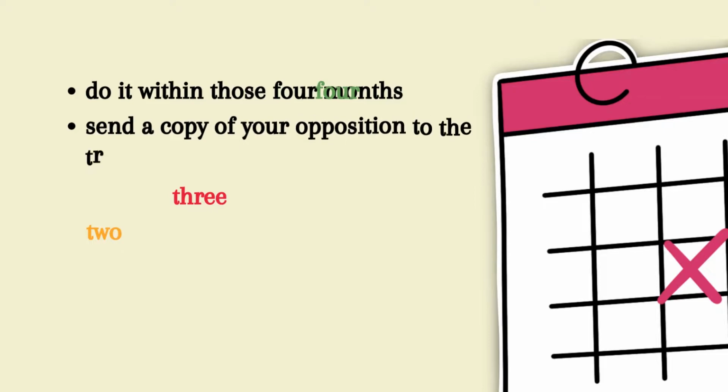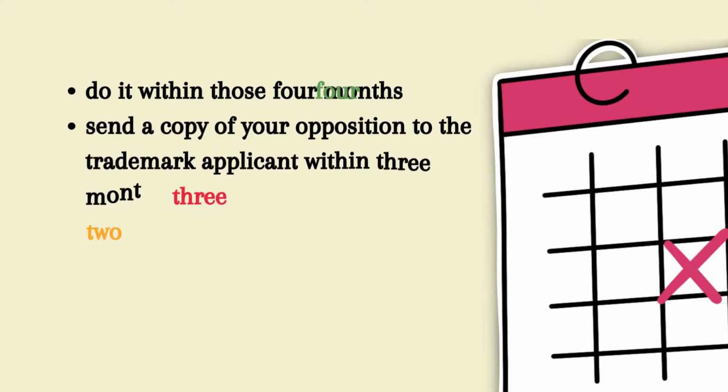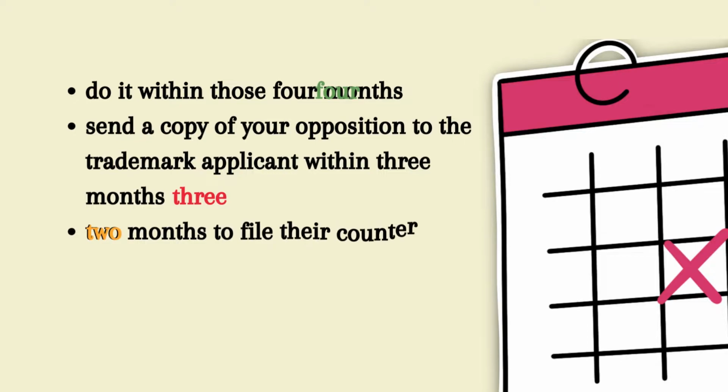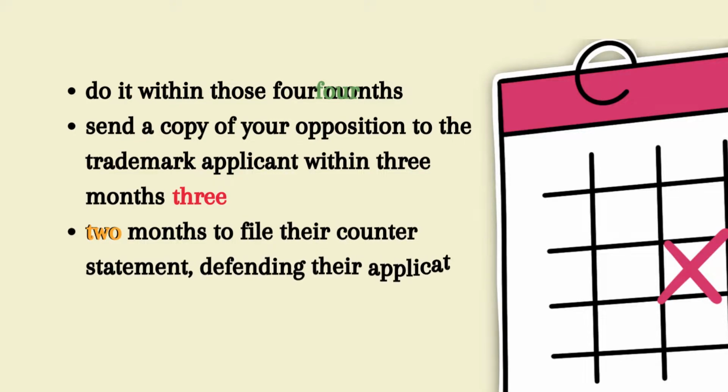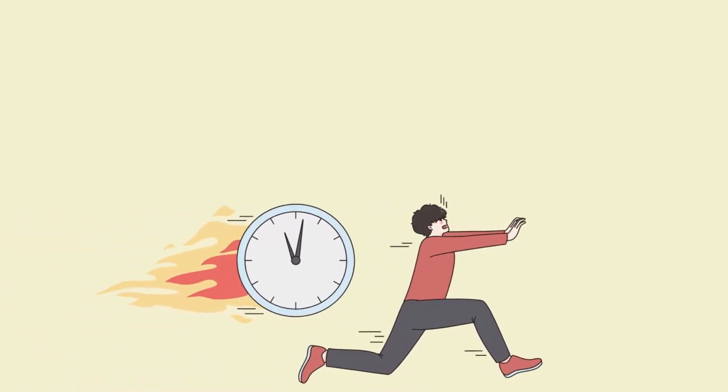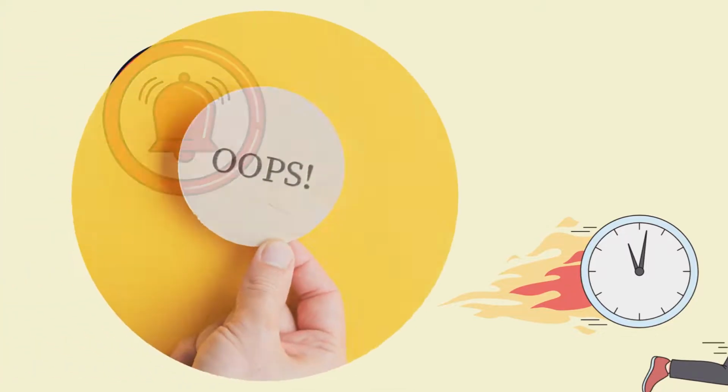The registrar will then send a copy of your opposition to the trademark applicant within 3 months, and they in turn have 2 months to file their counter statement defending their application. Here's a cool thing: the applicant can speed things up by filing the counter statement even before getting your notice of opposition. But if they miss the deadline or don't respond, then their trademark might get abandoned.